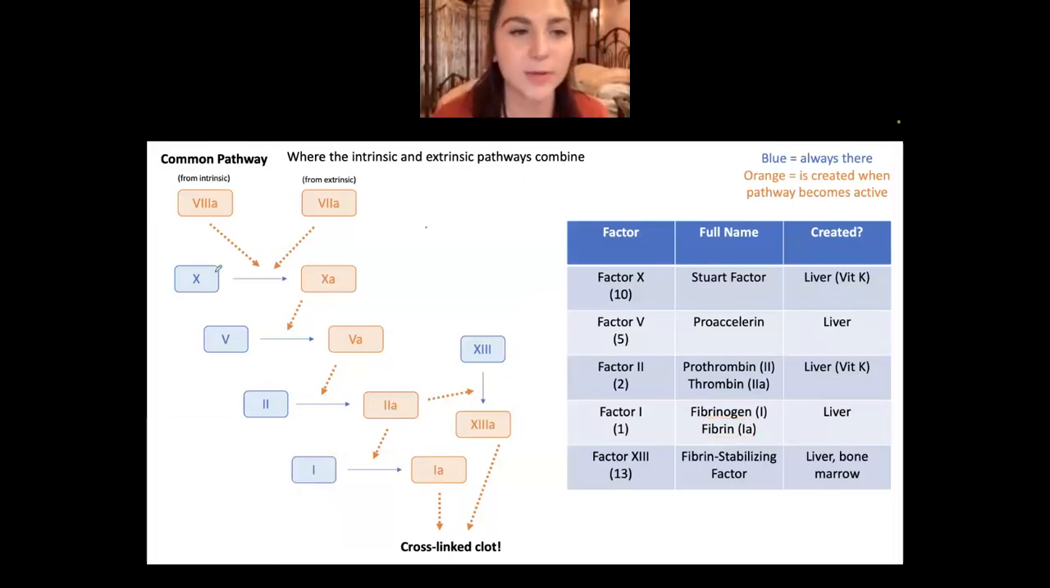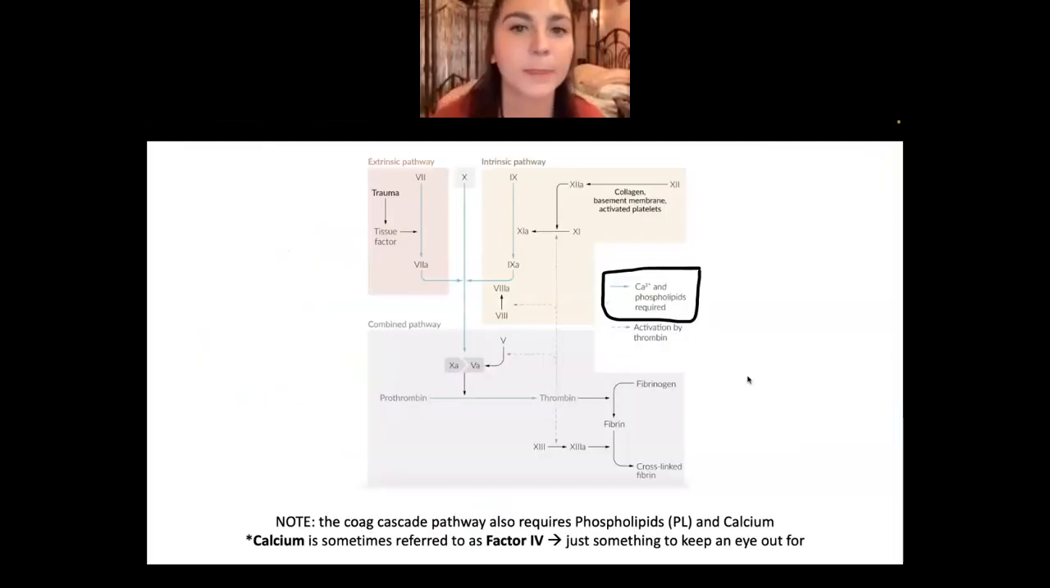So just remember this order. Once we get to the common pathway, it's 10, 5, 2, 1, but 2 is prothrombin, 2A is thrombin, and then thrombin both activates fibrinogen as well as your fibrin stabilizing factor, factor 13. And then once you have your fibrin clot, activated factor 13 is going to stabilize it, and that's your cross-linked clot. And then you're good to go. Now we have a nice stable clot, essentially.